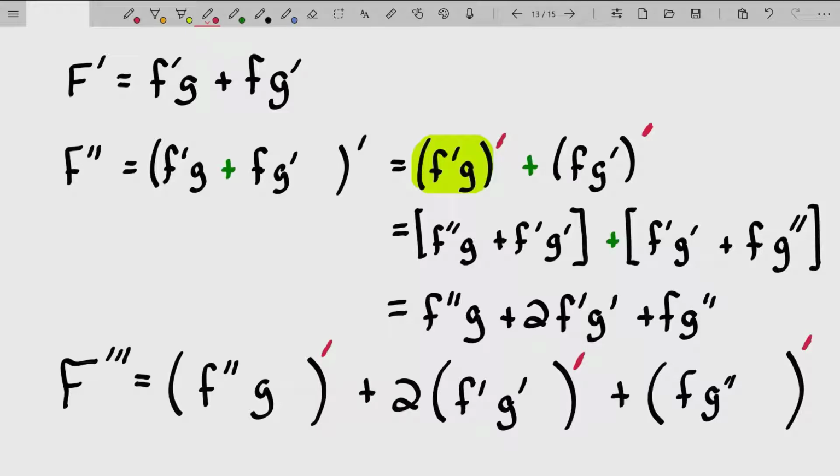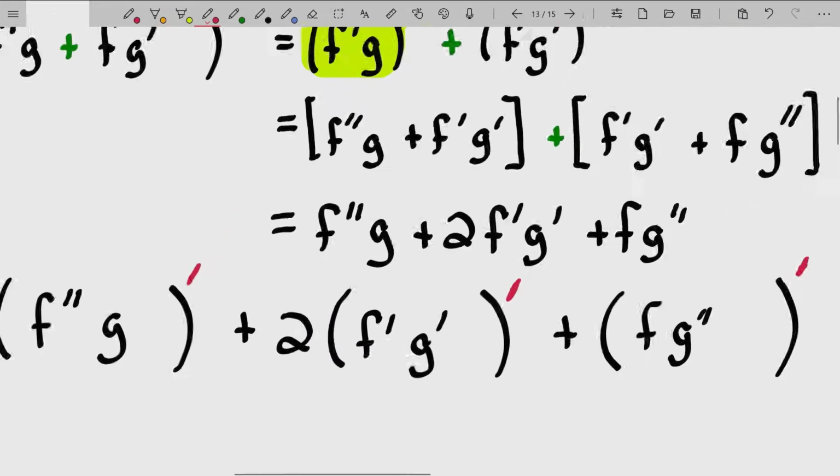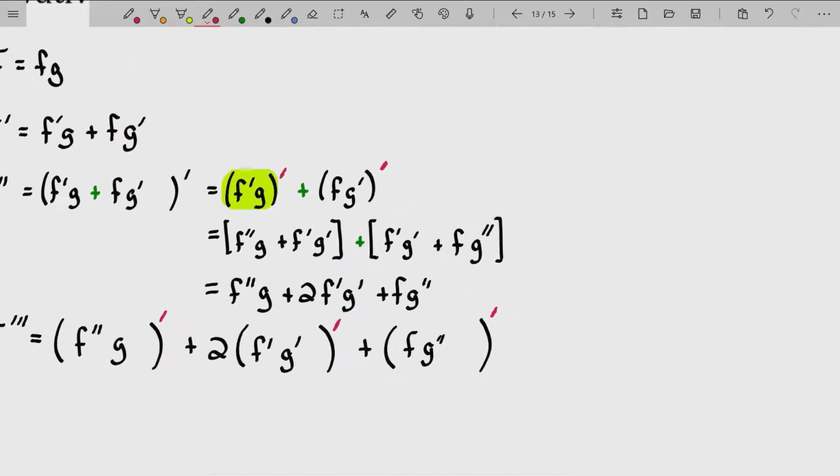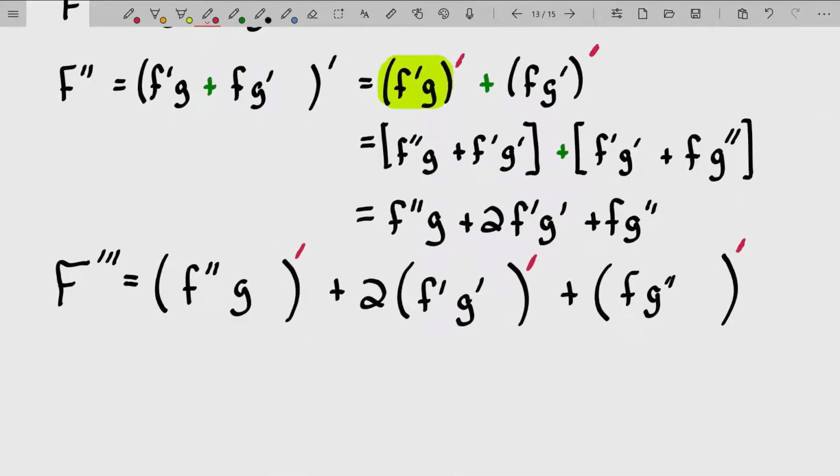You might be wondering, wait, how did he just know to pull the 2 out? Well, if you have a factor that is a constant, we have a theorem that says that if you take the derivative with respect to x of c times a function, that's the same thing as c times the derivative with respect to x of the function. So you can factor out constants. All right. Here I go.